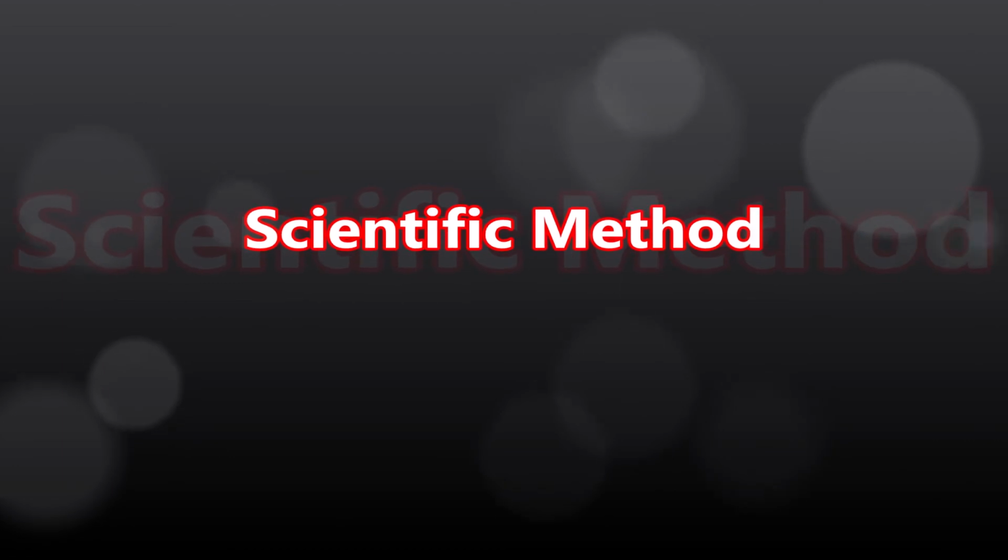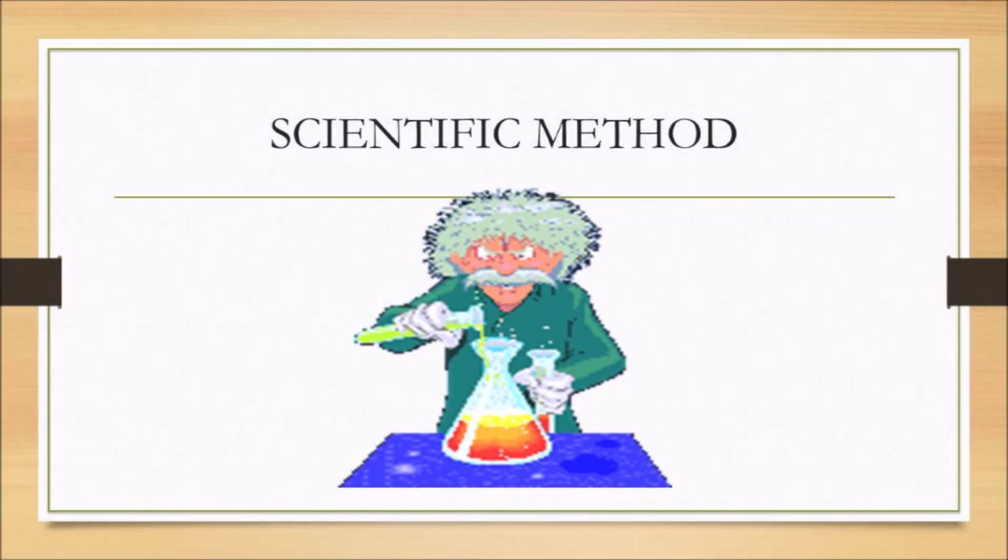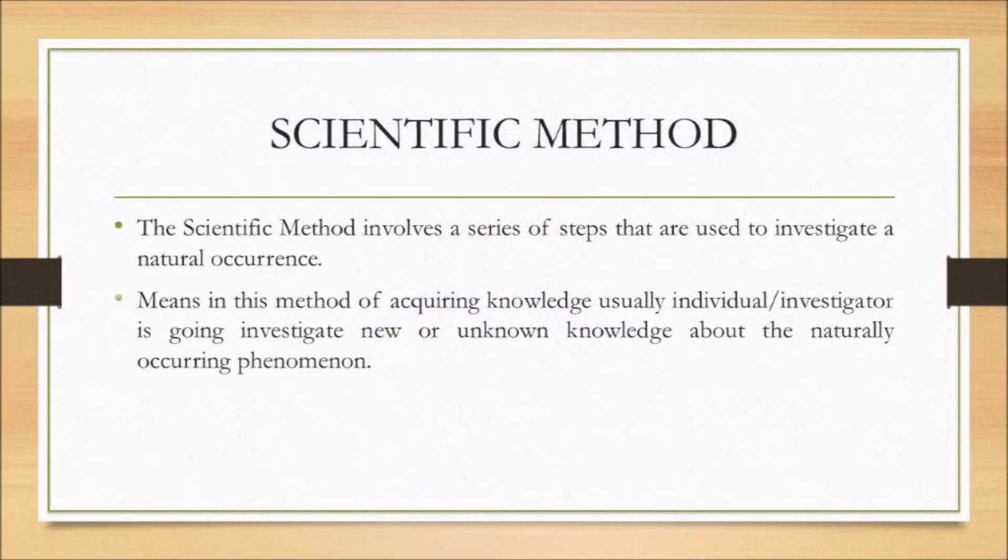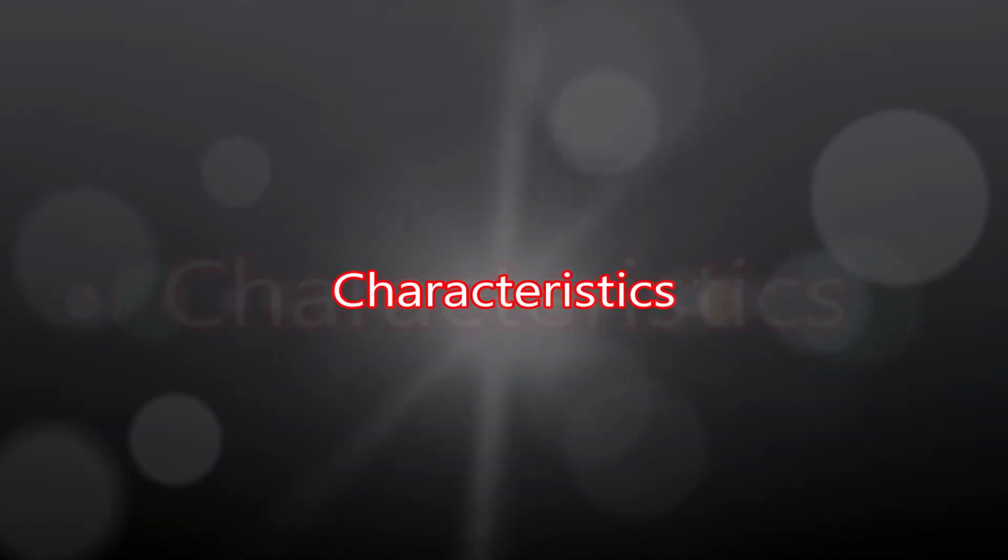The next method of acquiring knowledge is the scientific method. The scientific method involves a series of steps that are used to investigate a natural occurrence. In this method of acquiring knowledge, usually the individual or investigator is going to investigate new or unknown knowledge about naturally occurring phenomena. The scientific method has some characteristics.